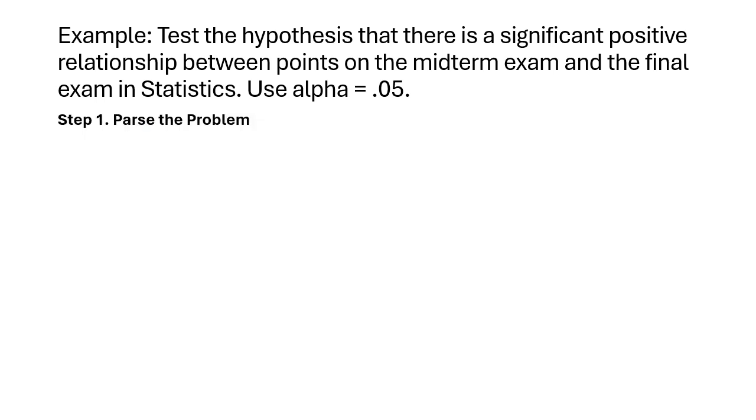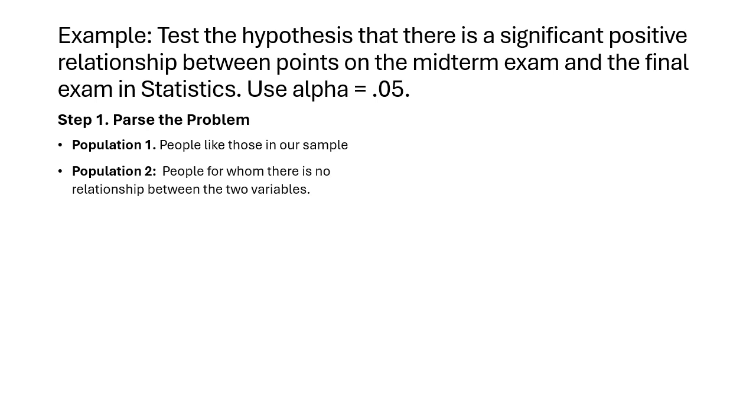So in this example, we are going to test the hypothesis that there's a significant positive relationship between points earned on the midterm exam and points earned on the final exam in statistics using alpha equal to 0.05. And we'll start by parsing the problem. So population 1 is just going to be students or people like those in our sample. And population 2, people for whom there's no relationship between the two variables. Maybe they're just two random variables pulled out of the air. We're going to have the x variable, the midterm exam, and y will be the final exam.